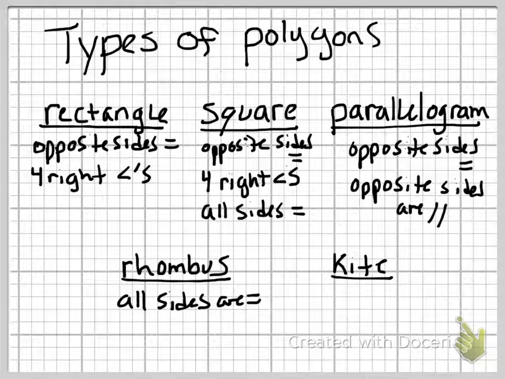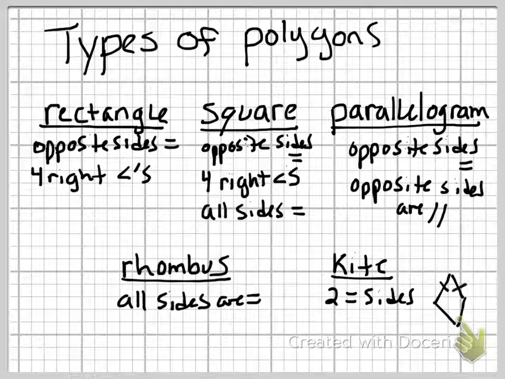Now, a kite is going to have 2 congruent sides, or 2 equal sides. I'm going to draw an example of one of those. So in a kite, you'll have 2 sides that make a vertex together that would be the same, and then these 2 right here would also be the same. Most of you should already know these properties.